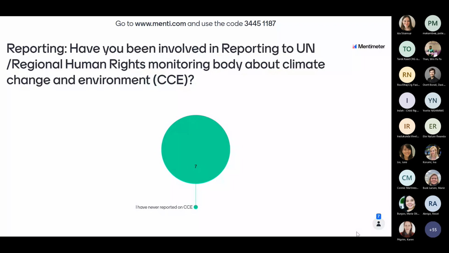If there are any issues, please put them in the chat box so we know, or unmute so we know. And as Melanie is writing, if you cannot access the Mentimeter, feel free to type in the chat box if you have any experience in reporting on climate change and environment.